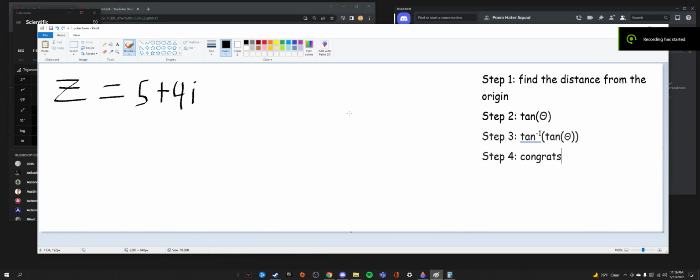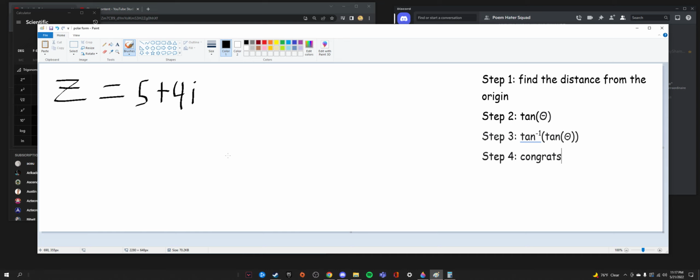Hey everyone, today we're going to be going over, presumably, polar form of complex numbers. I don't know what it's actually called, but it's pretty close to polar form. So, it's more like a vector, but we're going to go over it anyway. I just don't know what it's called.